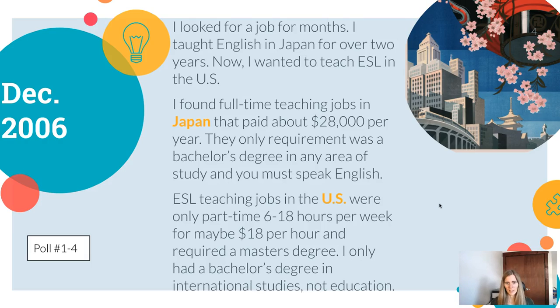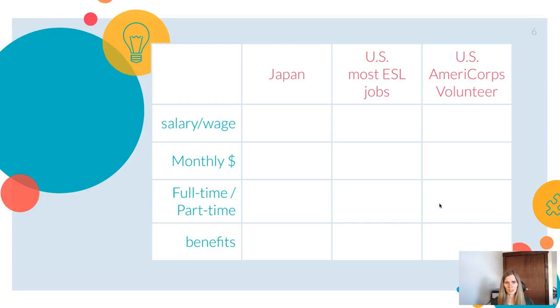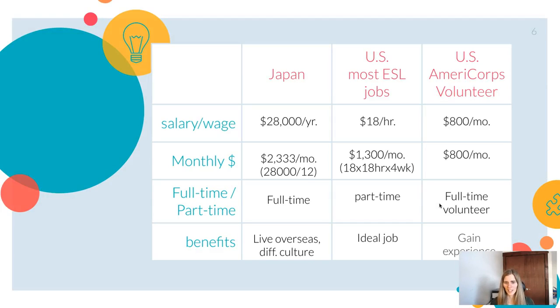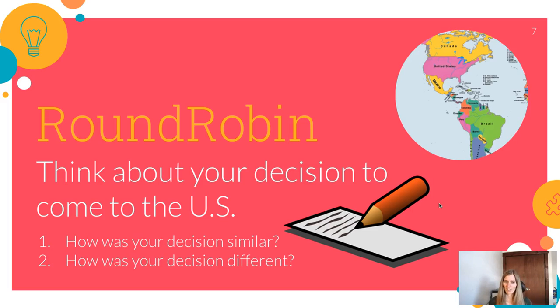So I told them my story and went through some vocabulary, and I elicited what information they understood or remembered from the story. And then I tried to have them relate to their decision to move to the United States from their home country.